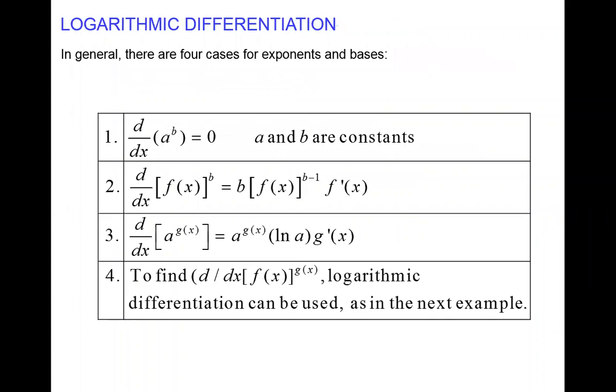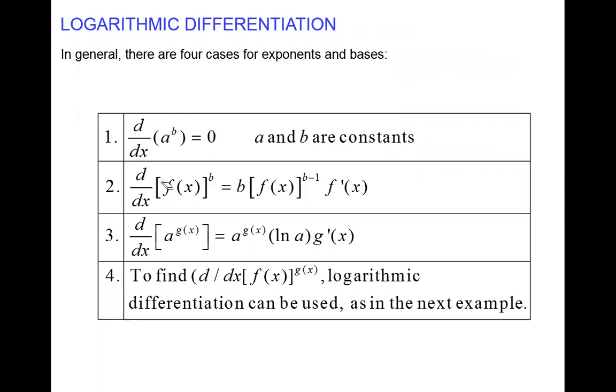Let's look at these four functions. Let's clarify that a is a constant and b is a constant, and f of x and g of x are differentiable functions. The first formula is just a to the b. It looks like a power or exponential form, but it's just a constant, for example 2 to the power of 3. The derivative of a constant is 0.